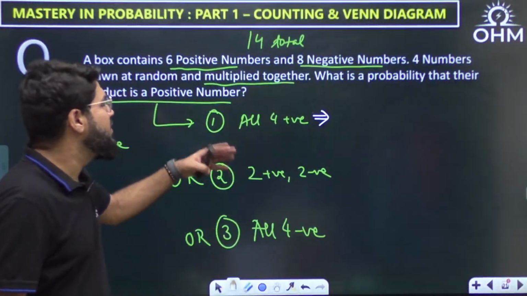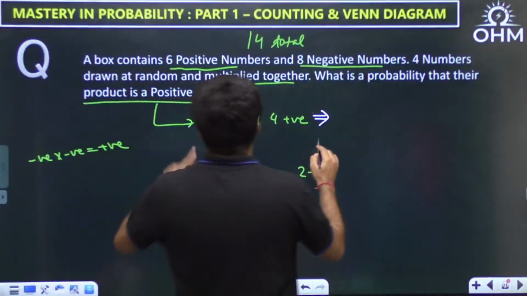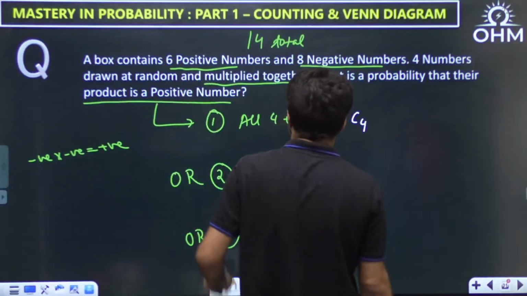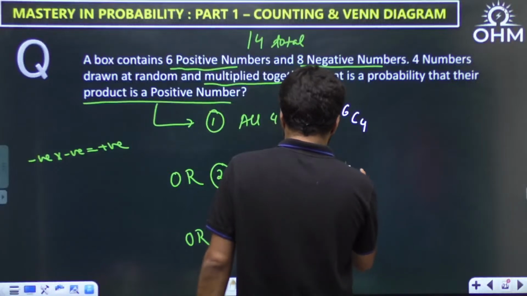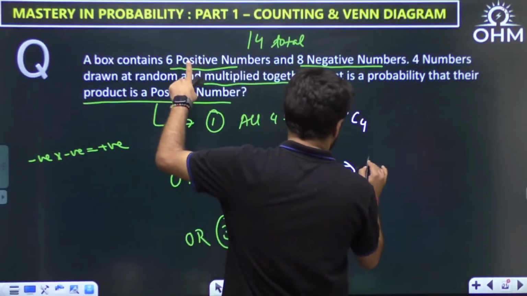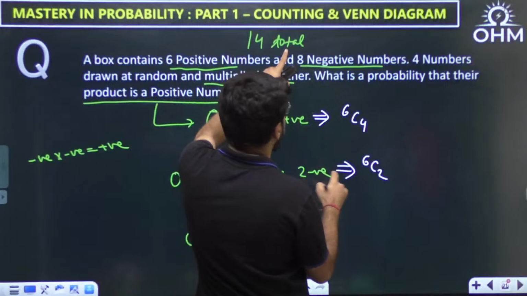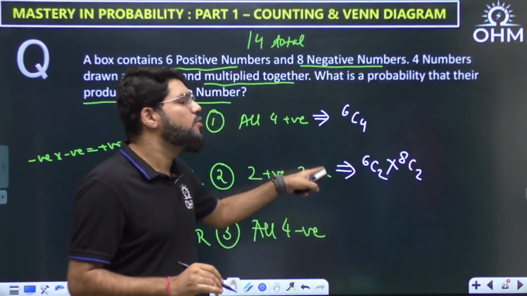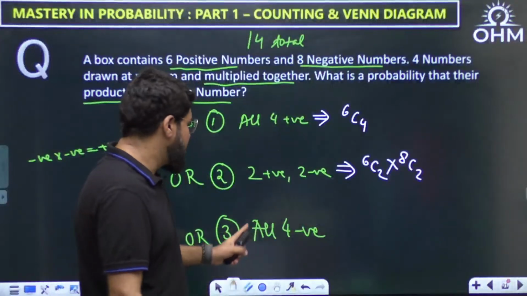In how many ways can you select four positive numbers out of 6? All four positive. Then two positive, two negative: two positive out of 6 and two negative numbers out of 8. And means multiply. Both you want. Third case, all four negative.